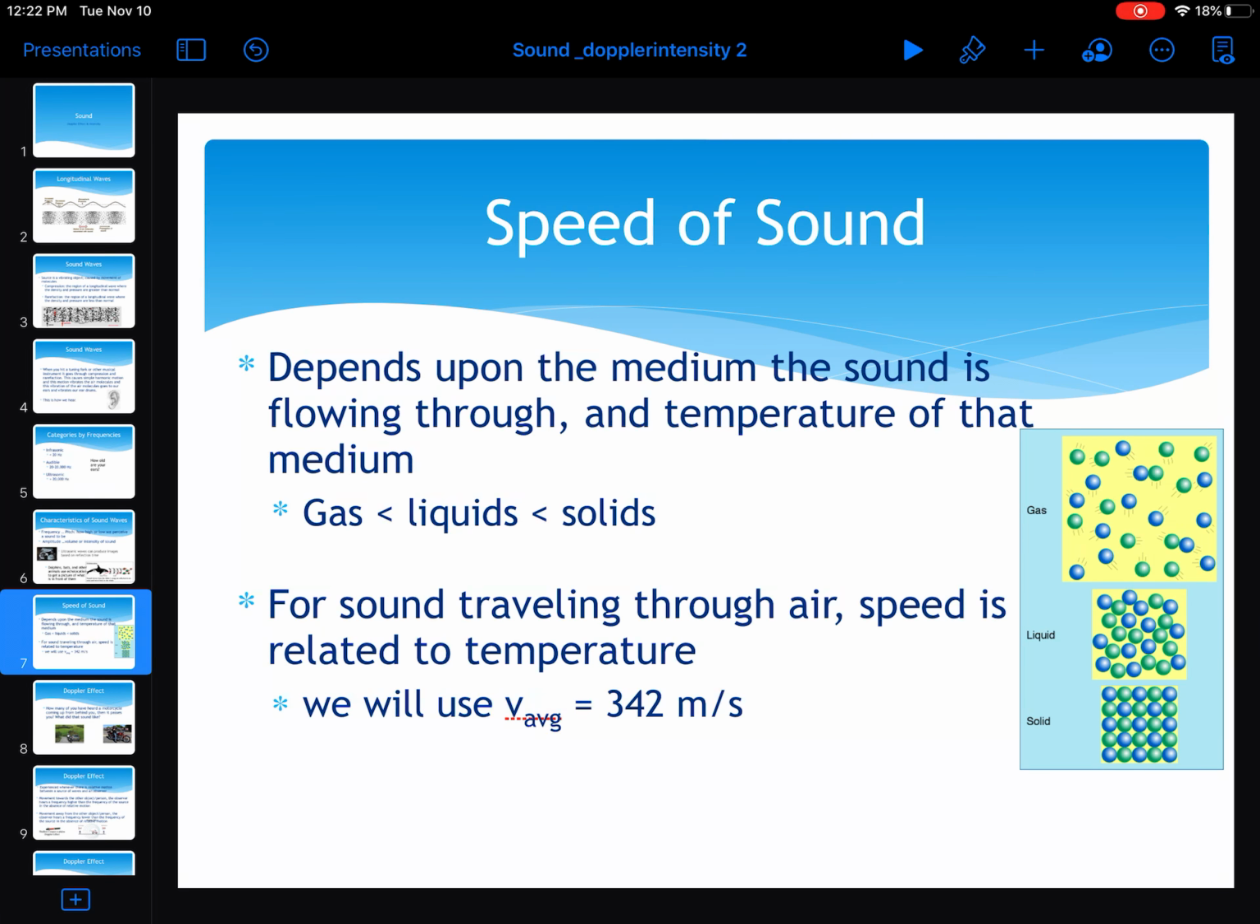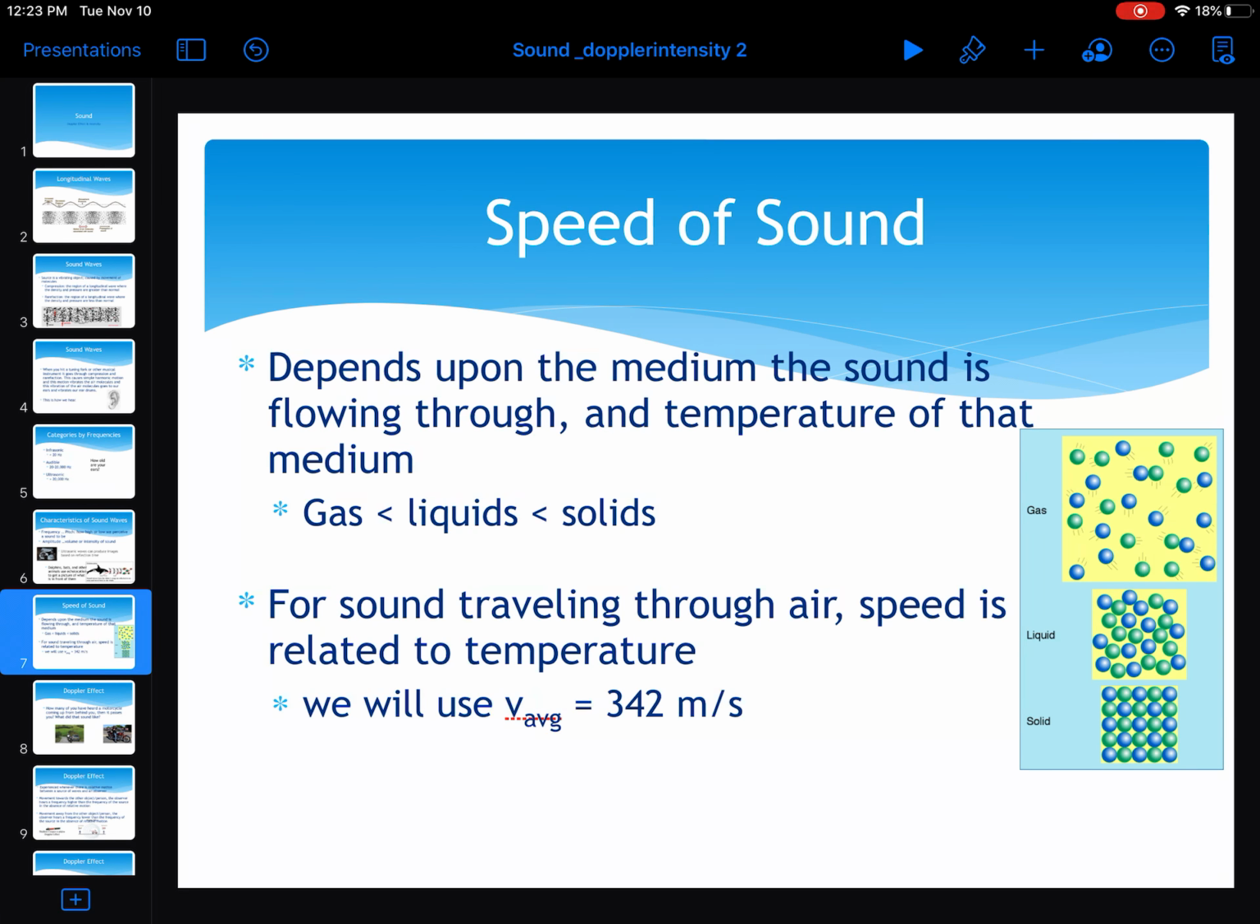So just in general, you should have an understanding that our solids have the molecules very tightly packed together, which means that those molecules are going to bump into the next molecule really quickly, because they are already so close. And remember, the particles oscillate, but it's the energy that's passed on. So when the first atom bumps into the second atom, it passes that energy.